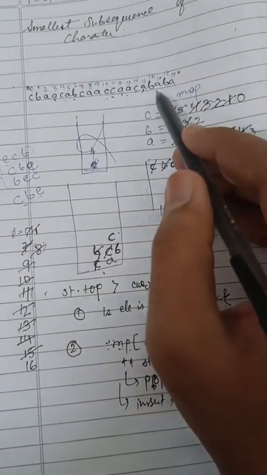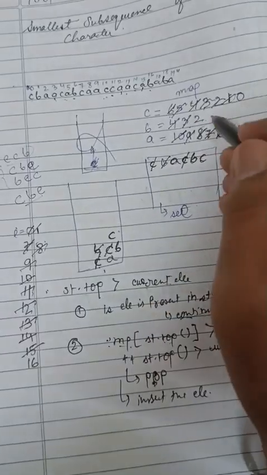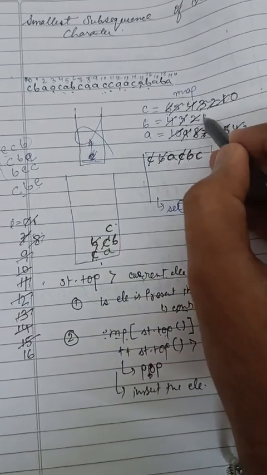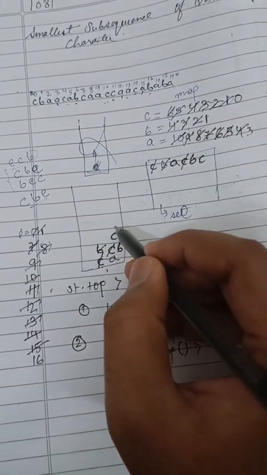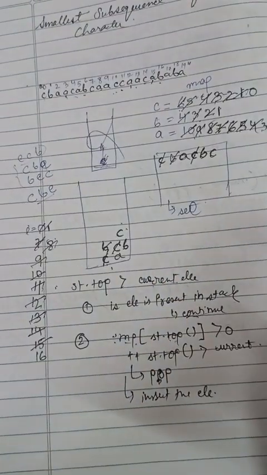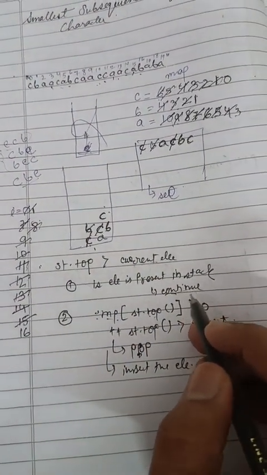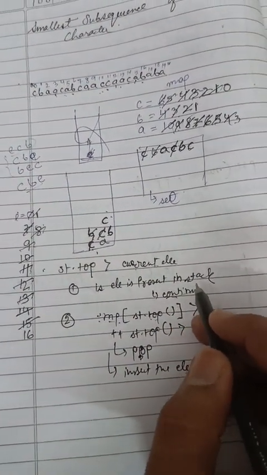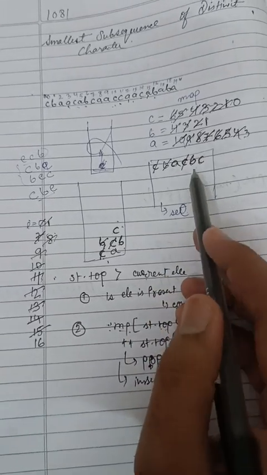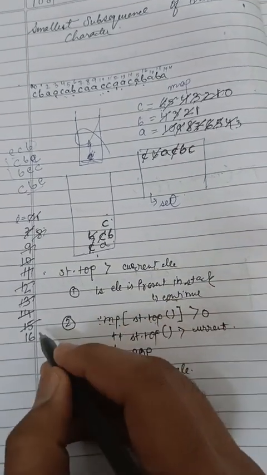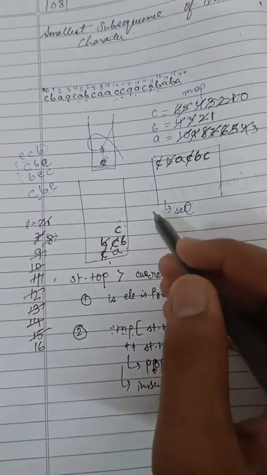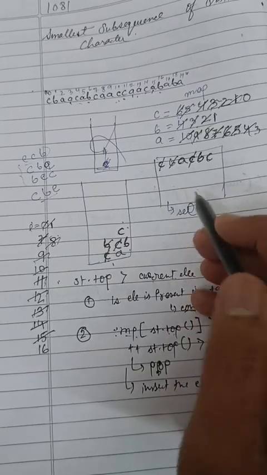16. Now we are on B. We will decrease the frequency of B to 1. Now B is smaller than C. Yes, of course it is. So let's check. It is already in stack, so we'll continue. How are we checking it is already in stack? By seeing the set, right?